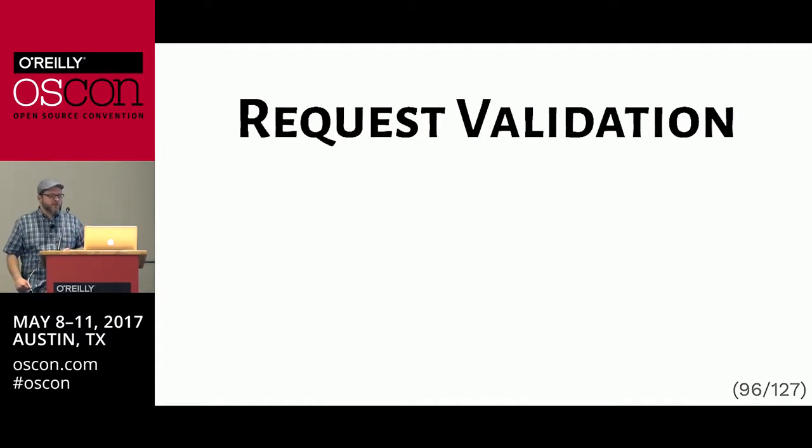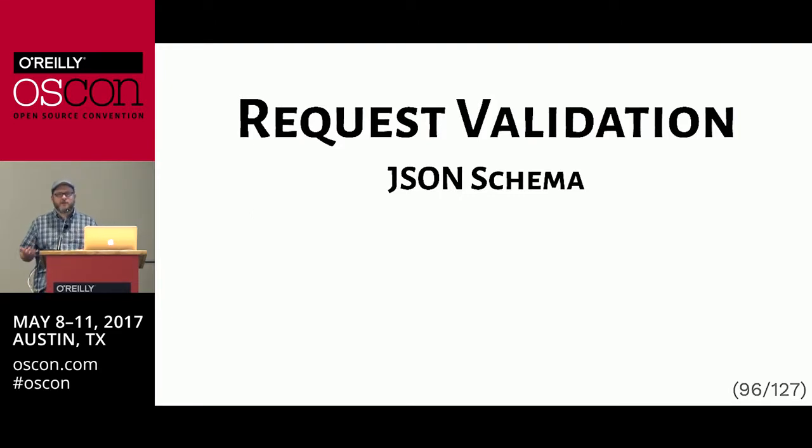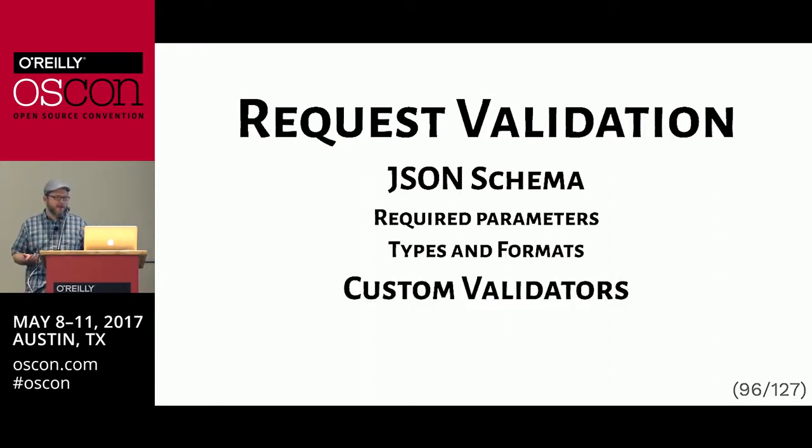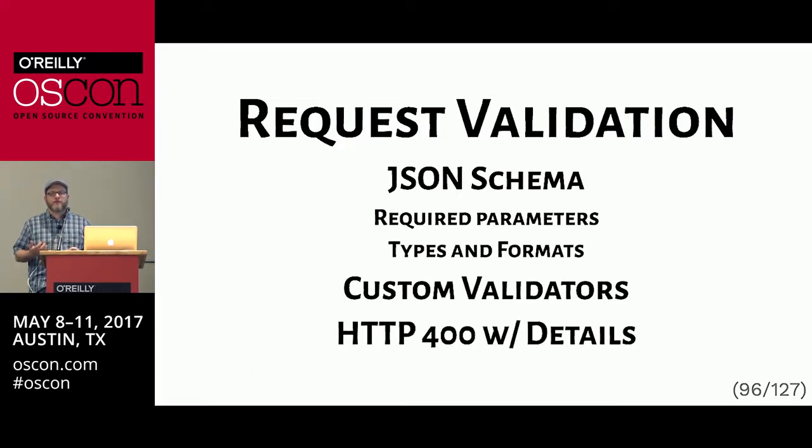So this framework is going to do request validation for you. It's going to use the JSON schema that you define. And so it's going to use this to validate any parameters that are marked as required. And it's going to validate the input types and formats. You can define custom validators. We're not going to get into that today, but just know you can subclass the validator. And what all of these do is they'll return a 400 error with details about what was wrong with the validation if your input isn't valid.